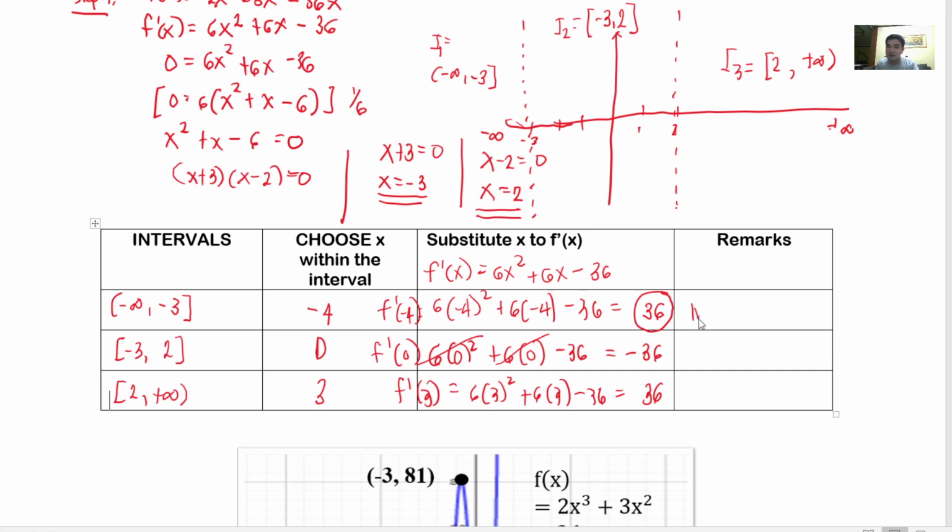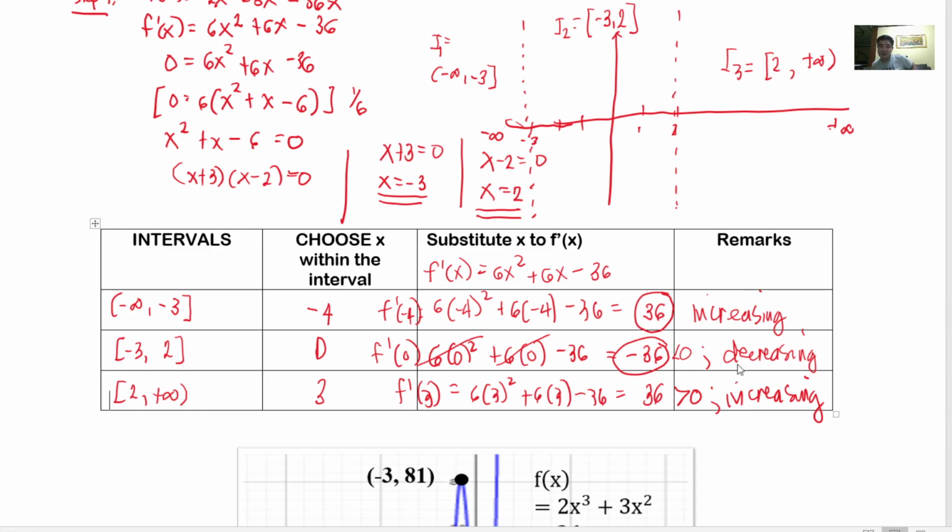What is that when it's greater than 0? That is, the function is increasing. That is negative 36, that means that is lesser than 0, which means that is decreasing. And then this is greater than 0, that means that is increasing. So, the answer to the question is, what was the question earlier? To what intervals is our function increasing, and to what intervals is our function decreasing. So, from negative infinity to negative 3, and from positive 2 to positive infinity, our function is increasing. And then from the interval negative 3 to 2, our function is decreasing.